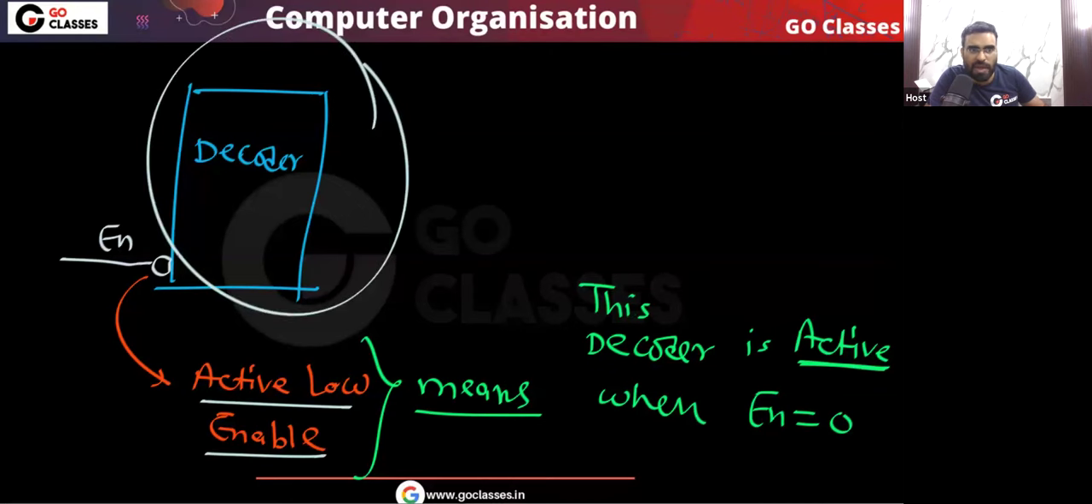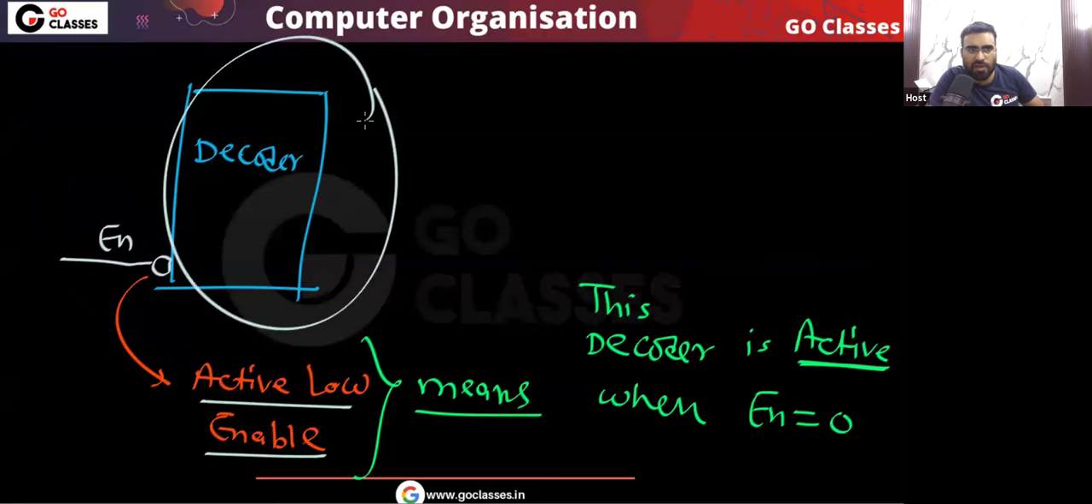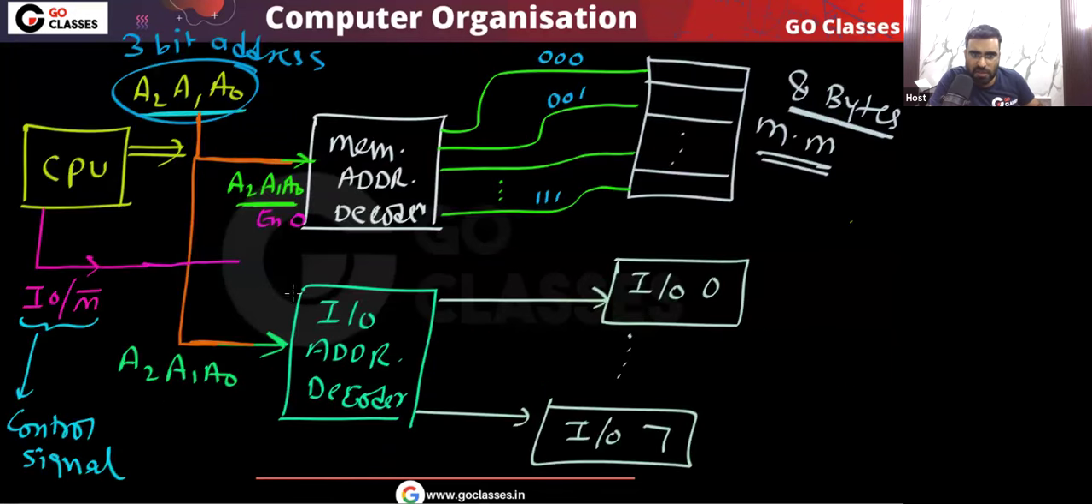This decoder will be active when the signal is 0. That is the reason this enable signal is called active low enable. It means this signal will do its work when it is low, when it is 0. So the decoder will be active when the signal is 0. Is this clear? So now let's assume that both the decoders are using active low enable.